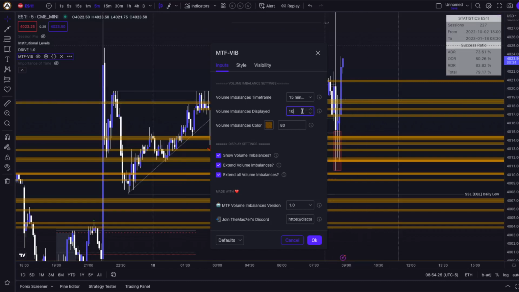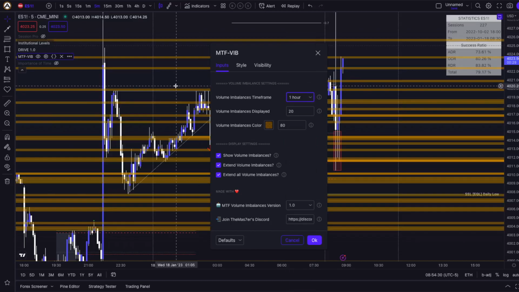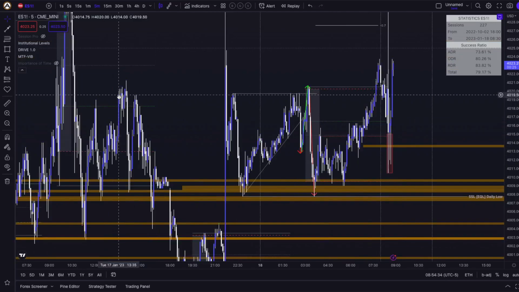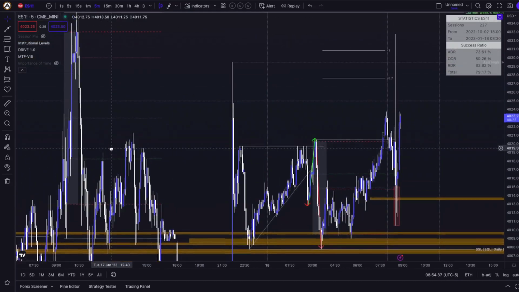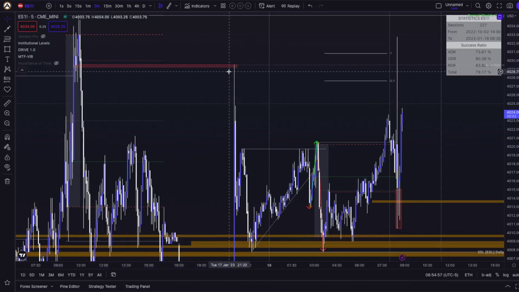Hourly. Okay, maybe I just have to turn on more volume imbalances. 1 hour, right above here, hourly. I'm pretty sure I saw something up there too. We definitely had a beautiful 5-minute volume imbalance there. Yeah, that could be right. We had a beautiful volume imbalance here on the 5-minute. I'm gonna go over to this hourly volume imbalance in a second.